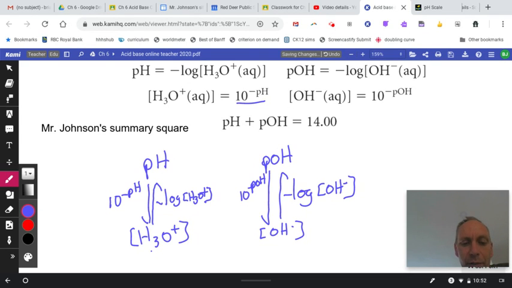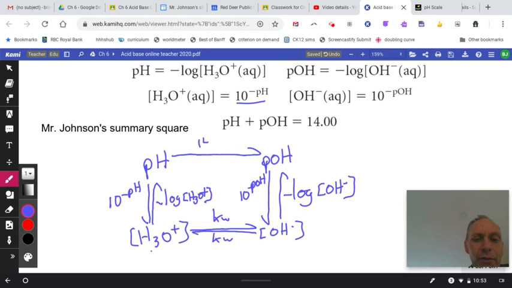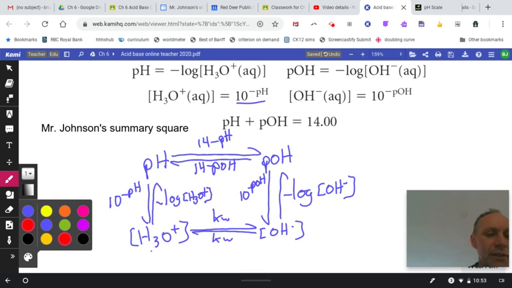Now here's the interesting part. If I want to convert concentration hydronium to hydroxide, I can use Kw. If I want to convert concentration hydroxide to hydronium, Kw. And if I want to take pH and convert it into pOH, I go 14 minus pH. And if I want to go this way, pOH into pH, it's 14 minus pOH. So you can see we've made a square. And this summarizes all of the formulas.